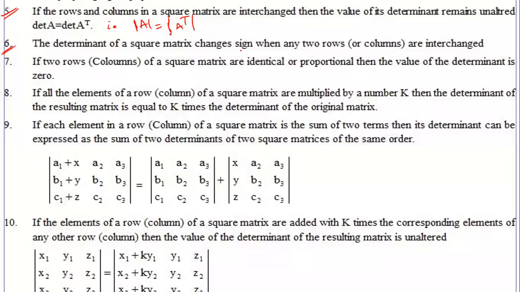Determinant of a square matrix changes sign. It means the value is numerically the same, but the sign changes when any two rows or columns are interchanged.